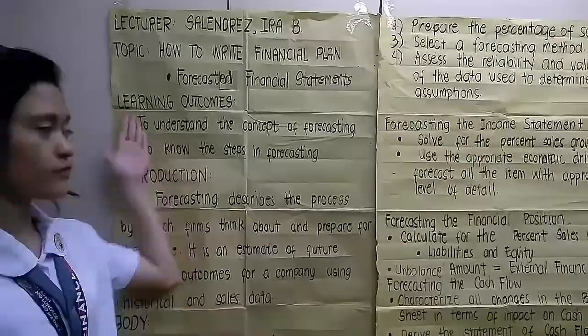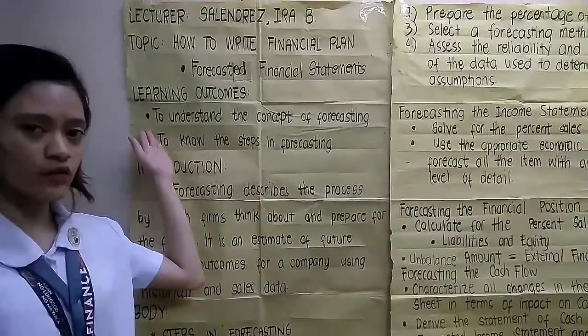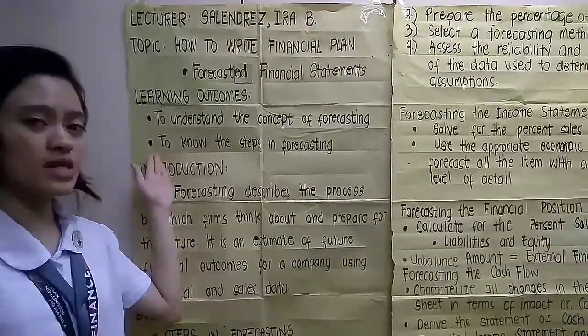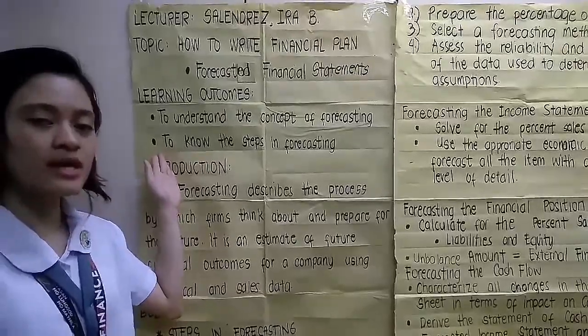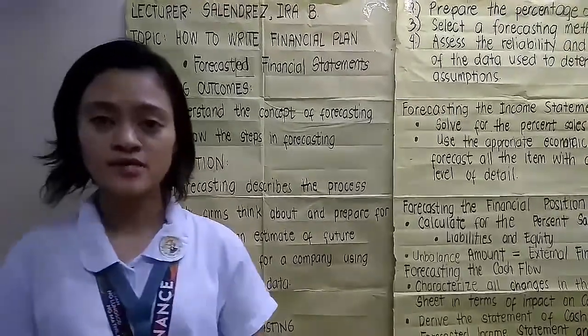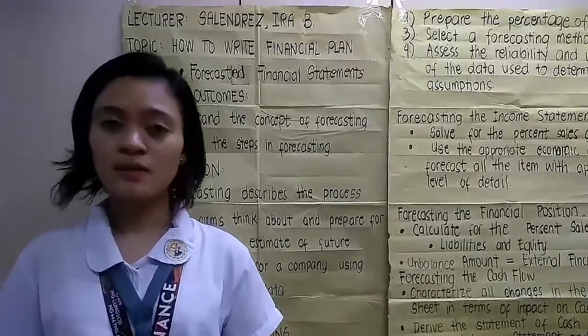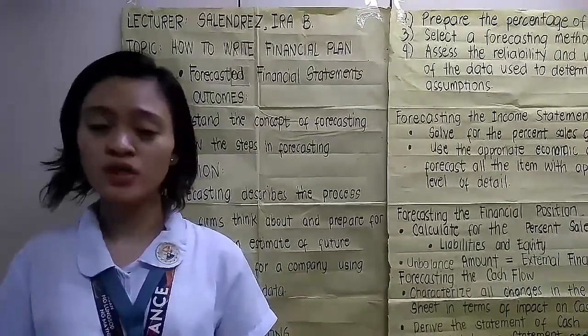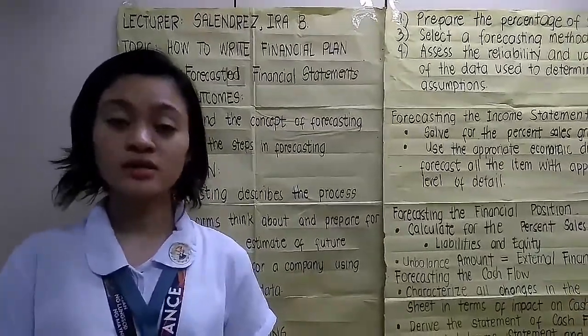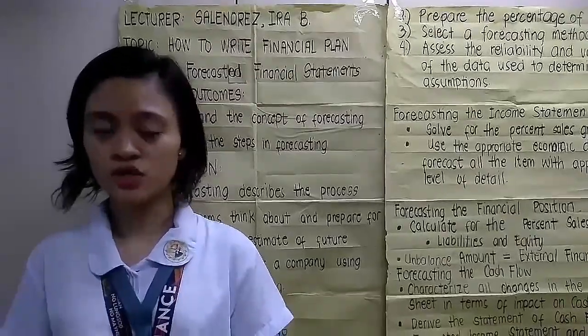The learning outcomes are: first, to understand the concept of forecasting; second, to know the steps in forecasting financial statements; and lastly, to know its importance. To begin with, let's have a quick recap of the previous report about the Gantt chart and financial assumptions.